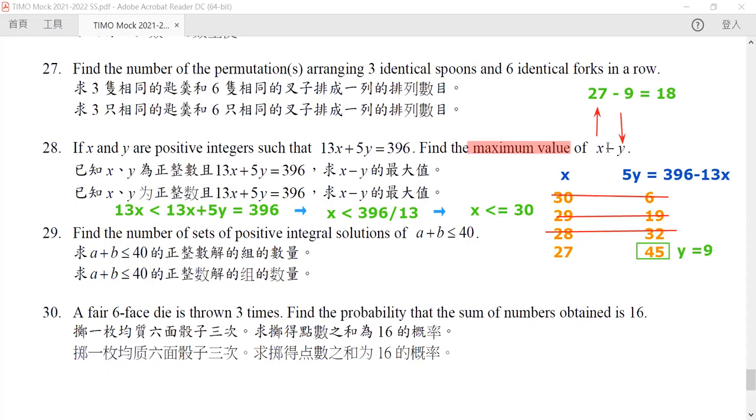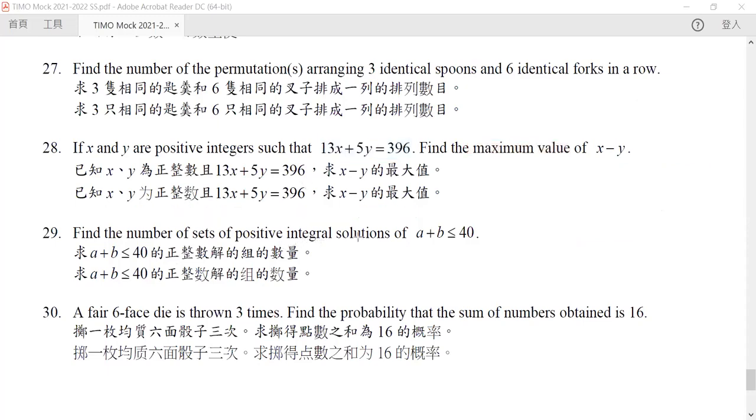Okay. Now, usually for this kind of equation, you can solve it in a general form. You can write out x is equal to 27 minus 5s, and then our y is equal to 9 plus 13s, something like that. But in this question, nothing. You don't need that sophisticated method. Okay, so now let's look at the next question.